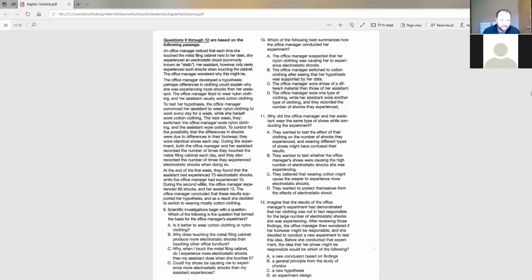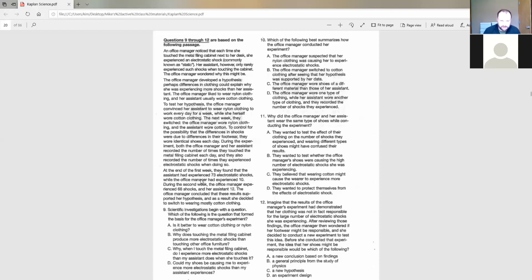During the experiment, both the office manager and her assistant recorded the number of times they touched the metal filing cabinet, and they also recorded the number of times they experienced electrostatic shocks when doing so. At the end of the first week, they found that the assistant had experienced 73 shocks, while the office manager had experienced 10. During the second week, the office manager experienced 68, and her assistant 12.